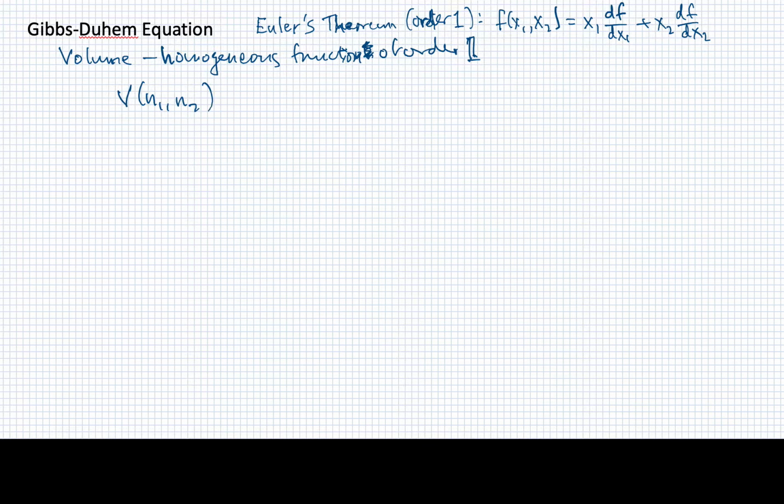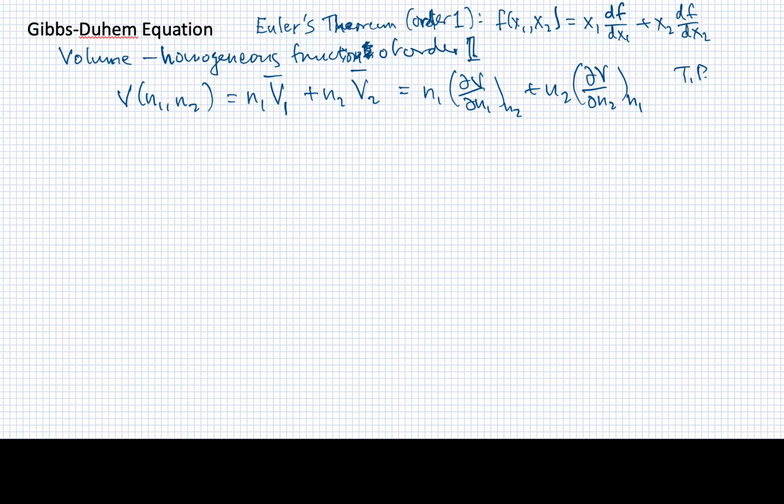as a function of the number of moles of each of its components would be equal to the number of moles of component 1 times the partial molar volume of 1, plus the number of moles of component 2 times the partial molar volume of component 2. And remember, based on the definitions of partial molar volumes, this would be N1 times dV/dN1 with N2 held constant, and the partial molar volume of component 2 would be this derivative with N1 held constant. And these are also assuming that temperature and pressure are constant in all of this.